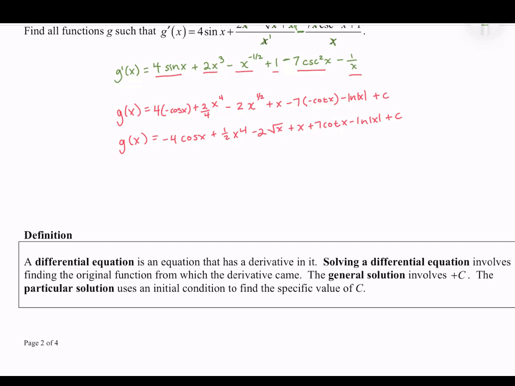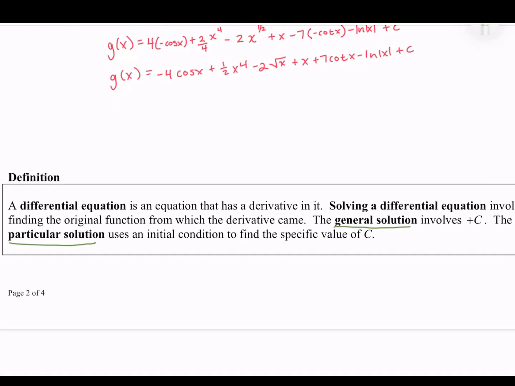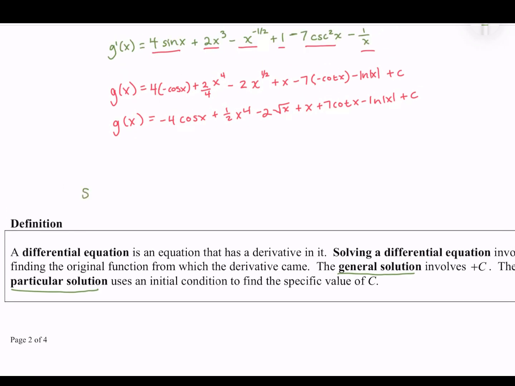And so when you find what's called the general solution, we've heard this word, that involves adding plus c. And then the particular solution uses the initial condition to find a specific value of plus c. So the steps are kind of in there, right, in the title. But for those of you who like steps, here are some simple steps for solving differential equations.